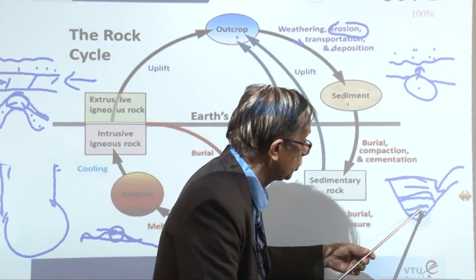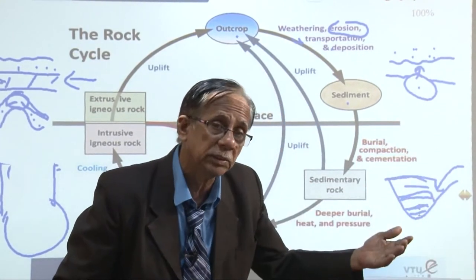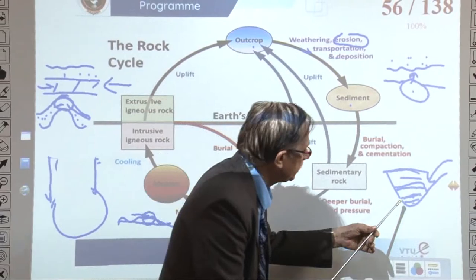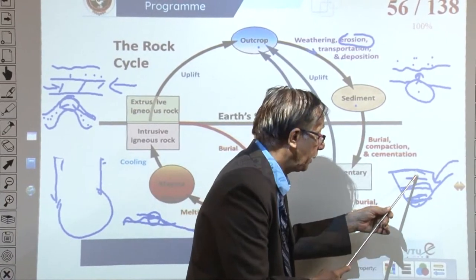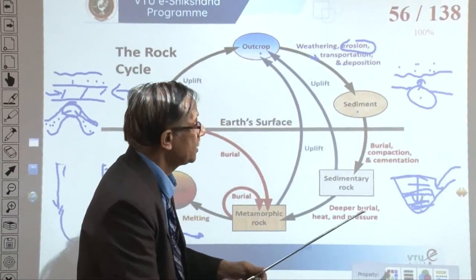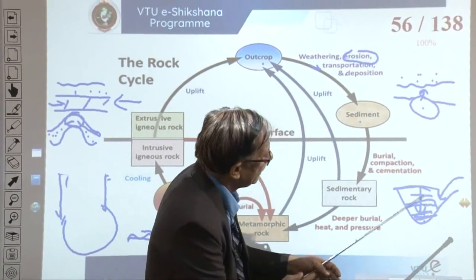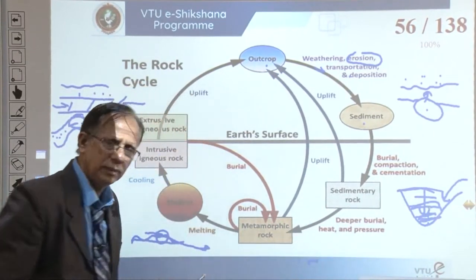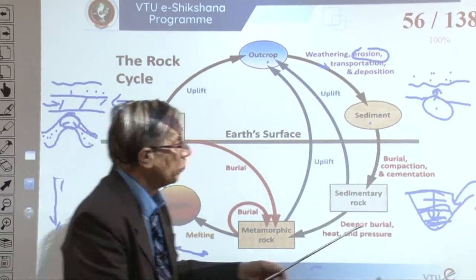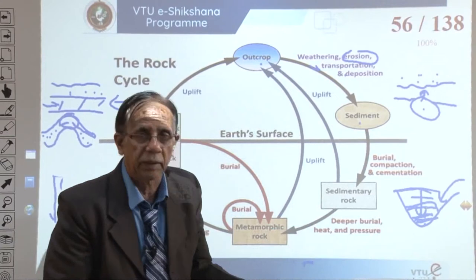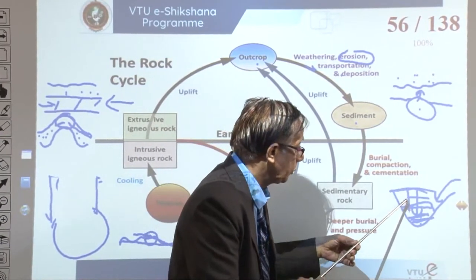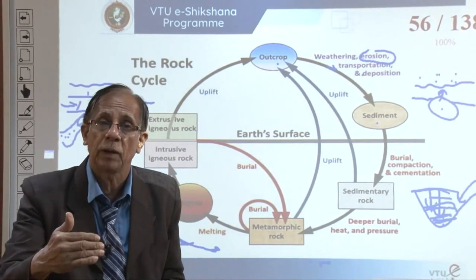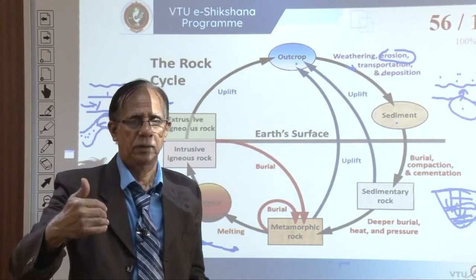The sediments which were brought first are now buried. A burial takes place. If this material is buried under great depth, there is a load on them. As a result, they get compacted. There is a compaction. What happens? Materials get compacted due to the load of the overlying material. As a result of the load, there is higher pressure, higher temperature.